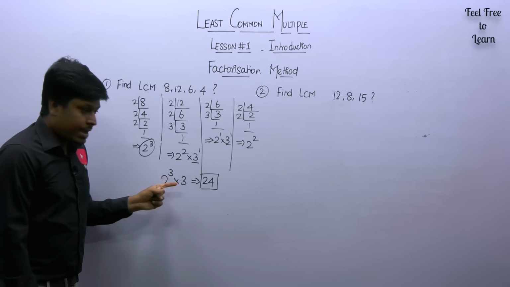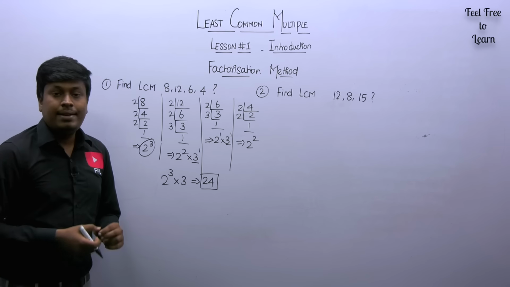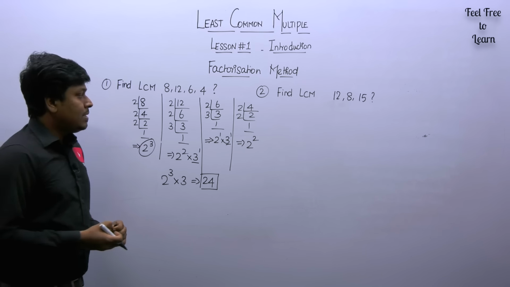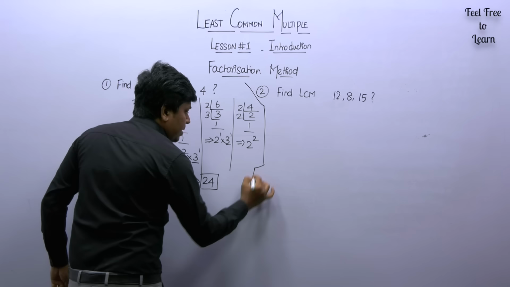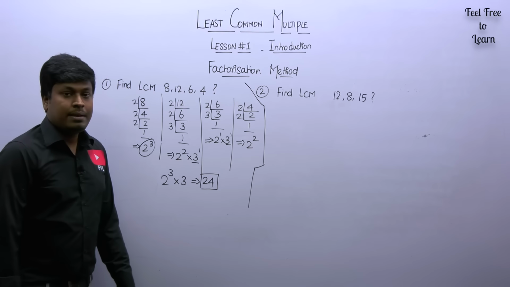Got it? So 2 power 3 will be 8. 8 into 3 will be 24. So finally the LCM for the numbers is 24. I hope some students can't understand it, and that's the reason I have taken another example here.